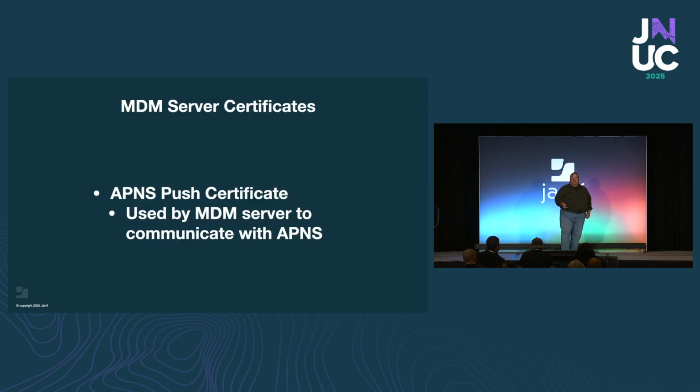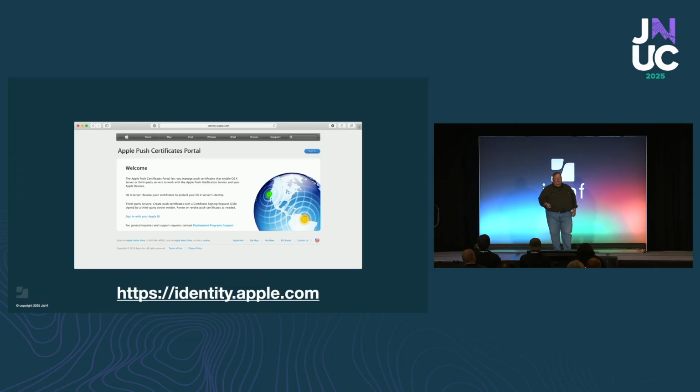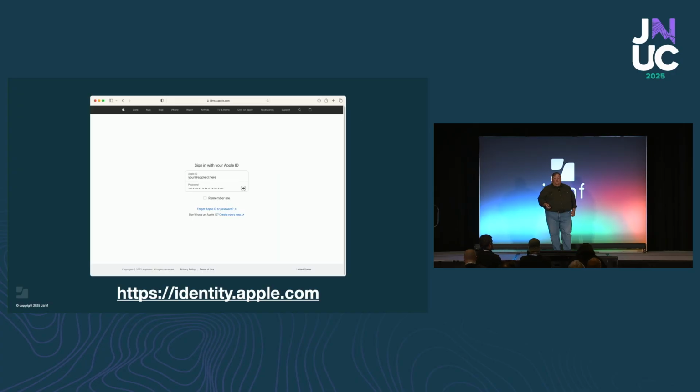So that brings us to the APNs push certificate. This is the one that you guys are usually involved with. So this is a special certificate used by MDM servers to communicate with APNs. So if you've ever set up or renewed an APNs push certificate, you've used the site referenced on the screen. It's where you take the certificate request generated by your MDM and you use it to get a push notification certificate. So your ability to generate a push notification certificate is tied to an Apple ID, which you would use to log into the portal site.